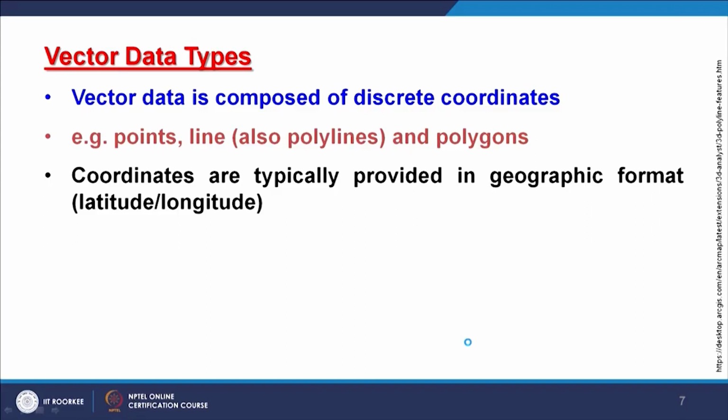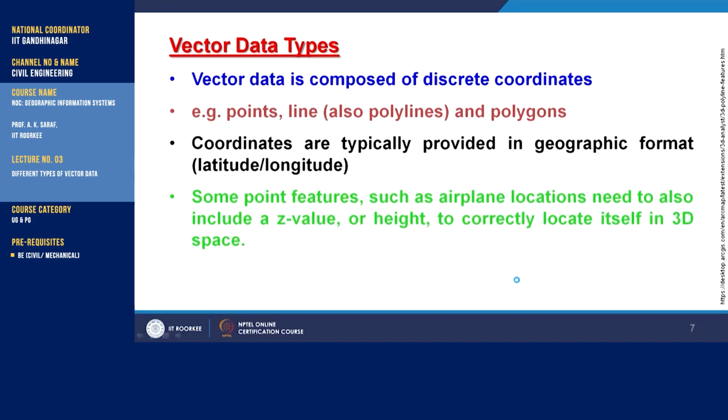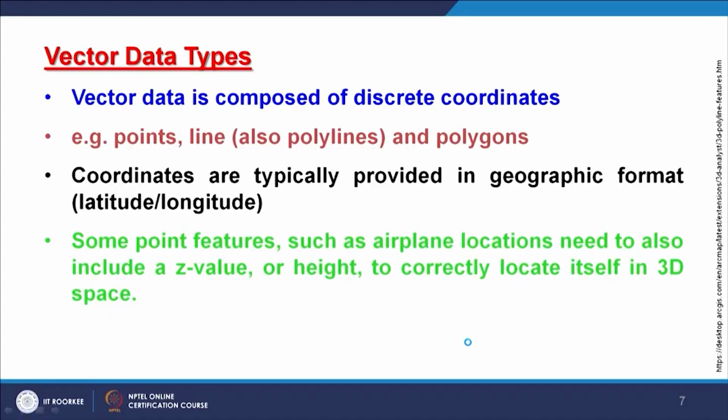So, coordinates are typically provided in geographic format. This we have already been telling you, this is true throughout our discussion in GIS, that coordinates are in the geographic domain or geographic coordinates. And some point features such as airplane locations also need to include a z value or height, and that will go as attribute information. And you can have n number of attributes as we have discussed, but in some software like ArcGIS they also mention 3D points. So whenever 3D point is mentioned, don't get confused.